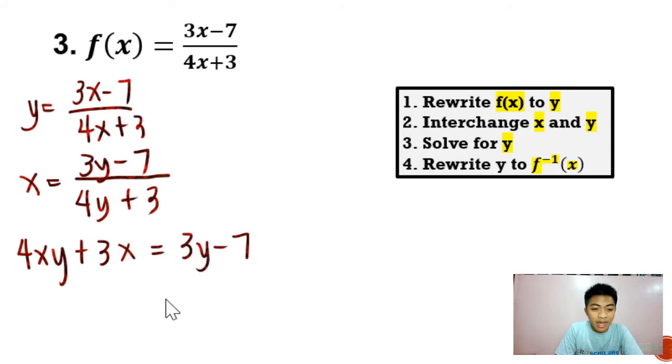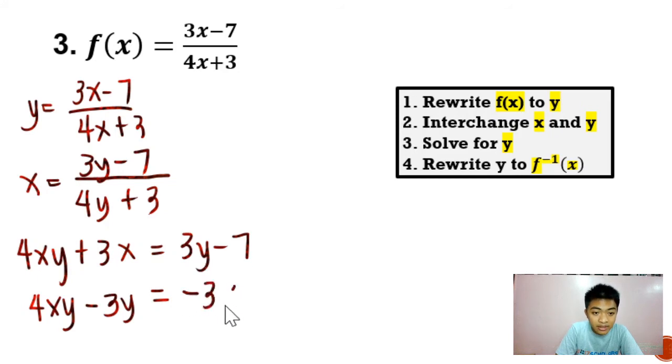And then after that, we are going to sort the terms. So lahat ng y ilagay natin sa iisang side ng equation. Okay, I'm going to transfer 3y to the other side. So magiging negative 3y. And then this one naman, if I'm going to move it to the other side, it will become negative 3x. And what's left is negative 7.